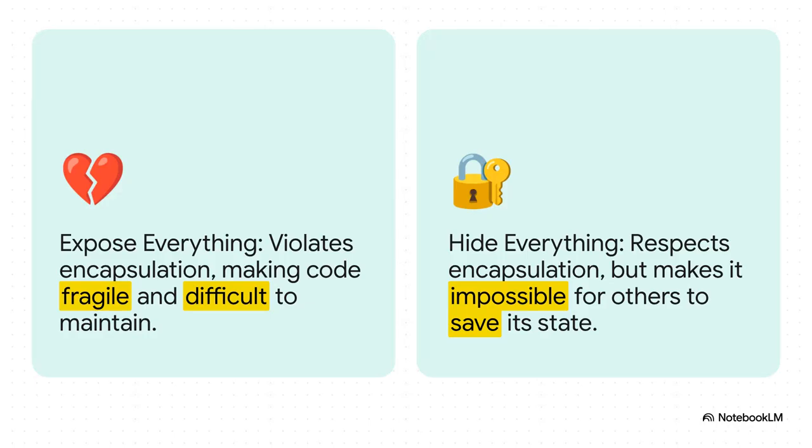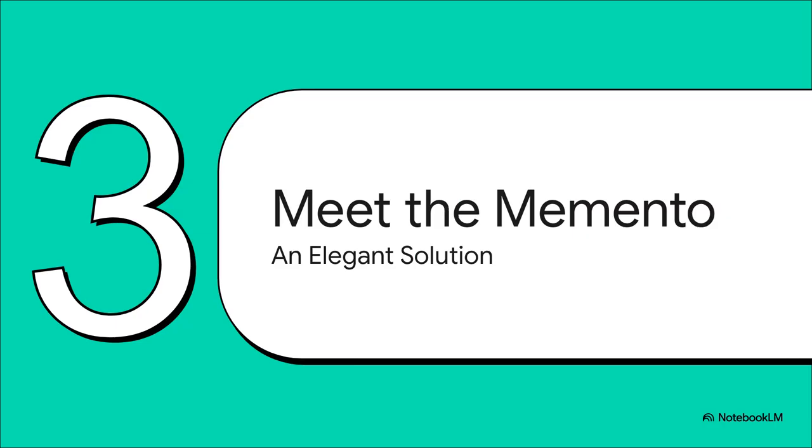And this puts programmers in a real bind. It gives them two equally bad options. On one hand, you could just expose everything, let other parts of the program see the object's internal state so they can save it. But that shatters encapsulation and makes your code incredibly fragile. On the other hand, you could hide everything, which is the right way to do it, but then how does anything outside that object save its state? It's impossible. You're stuck. So, how do we get out of this trap?